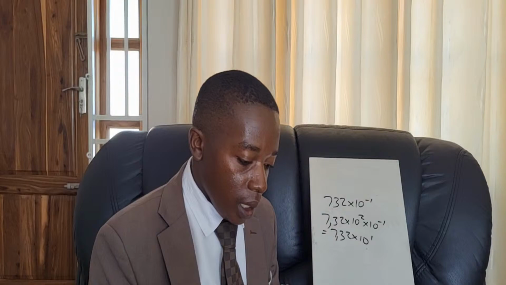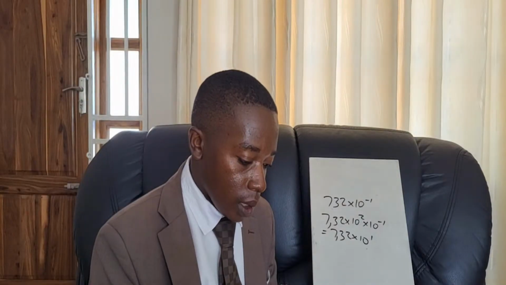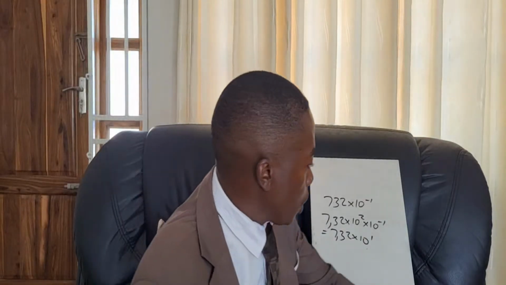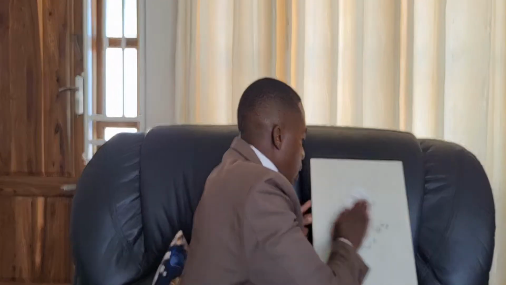Three towns A, B, and C are situated along a straight road, such that town C is 4 times 10 to the power 2 kilometers from town A, and town B is 1.88 times 10 to the power 2 kilometers from town A. Find the distance of town B from town C. Give the answer in standard form. Okay. Let us write it.